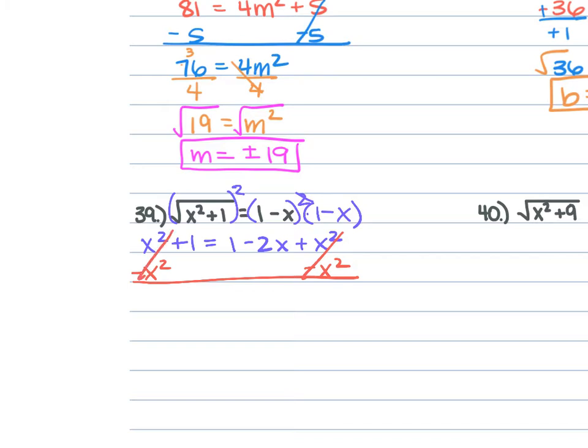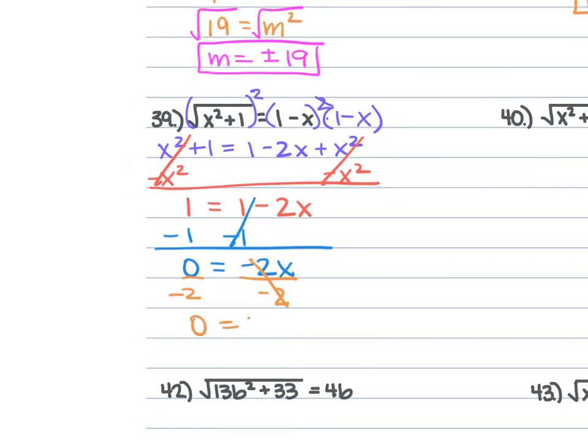So these are going to cancel out. We're going to have 1 is equal to 1 minus 2x. I am going to subtract this 1 from each side to give me 1 minus 1, which is 0, is equal to negative 2x. We divide each side by negative 2. And we get 0 is equal to x. So x is 0 in this case.